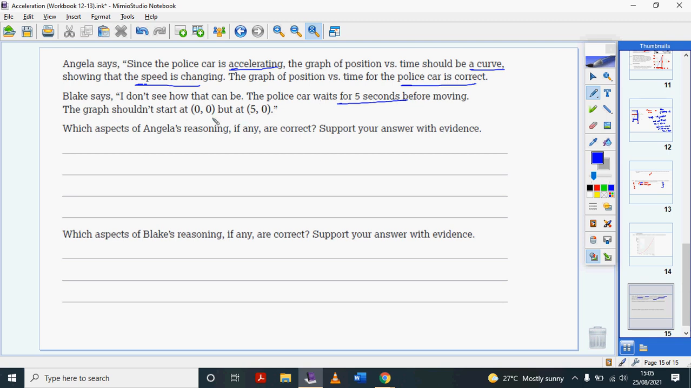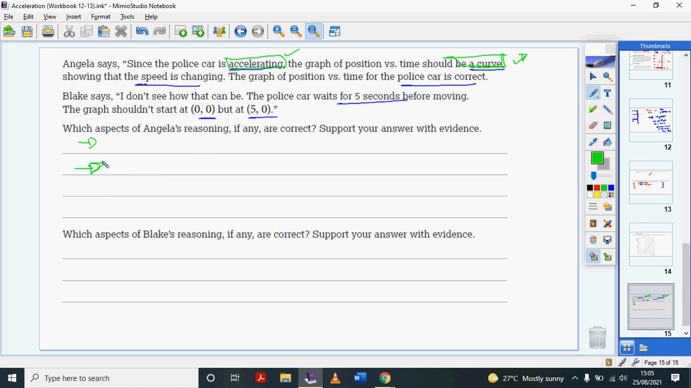I'm just going to use green. Angela is correct that the car is accelerating. So we're just rewriting these things here, the ones that are correct. Angela is also correct that the graph should be a curve, because a curve represents changing speed on a position time graph. So that's another point to write here. Yes, it represents changing speed.